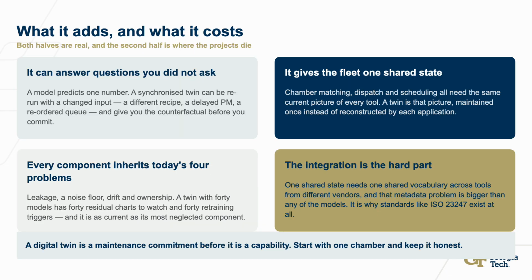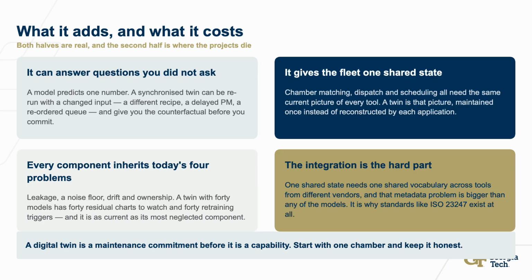What it adds and what it costs, both halves are real. The twin can answer questions you did not ask in advance. Your virtual metrology predicts one number for the condition that actually occurred. A synchronized twin can be rerun with a changed input, a different recipe set point, a delayed PM, a reordered queue, and give you the counterfactual before you commit to it. This is a genuine step up in capability, and it is the honest reason to want a twin.